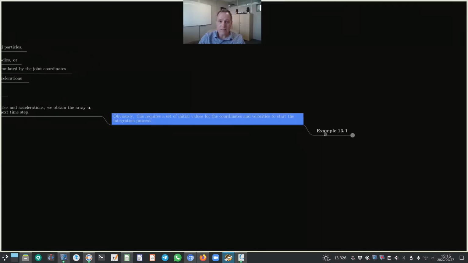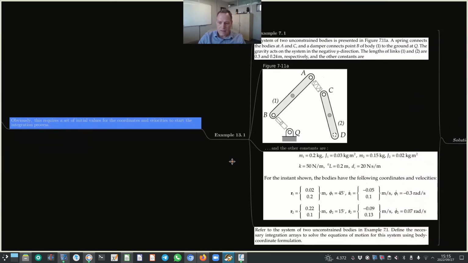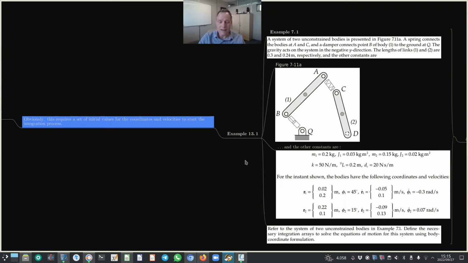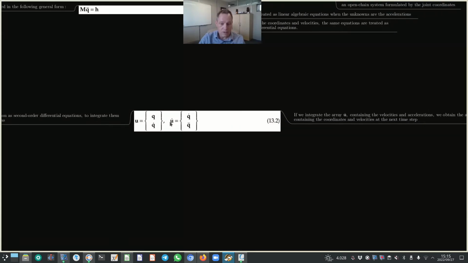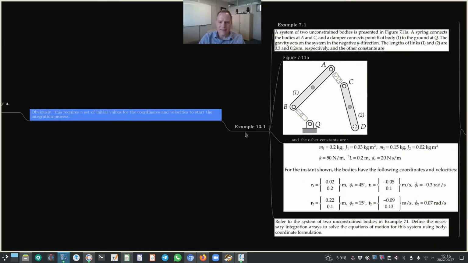Just as an example, to illustrate the difference between the vector u and the vector u dot, let's consider this. Example 13.1 refers to example 7.1, and that is put in the text here at the bottom. Refer to the system of two unconstrained bodies in example 7.1. What we want to do is define the necessary integration arrays to solve the equations of motion for this system using body coordinate formulation.